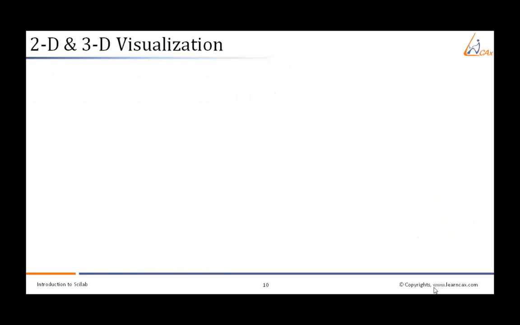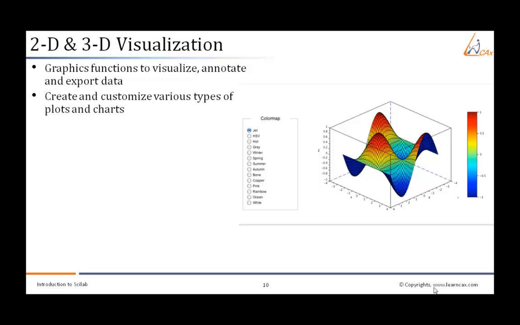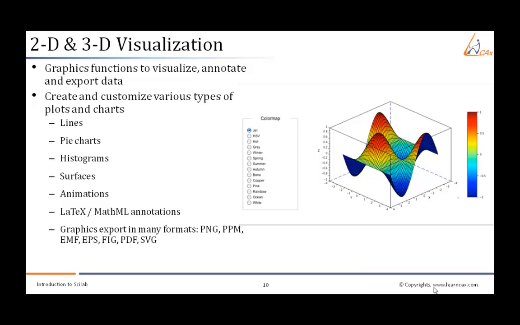If we take 2D and 3D visualization, Scilab provides graphic functions for visualization, annotation, and exporting data. We can create and customize various types of plots and charts: line plots, pie charts, histograms, surfaces, animations. We can also have LaTeX or MathML annotations. Graphic export is available in formats like PNG, PPM, EMF, etc.